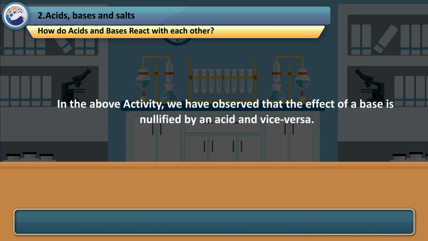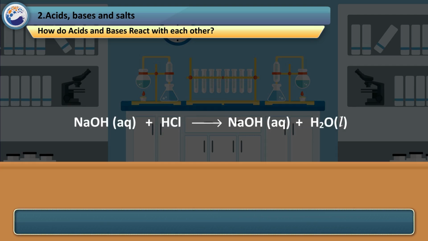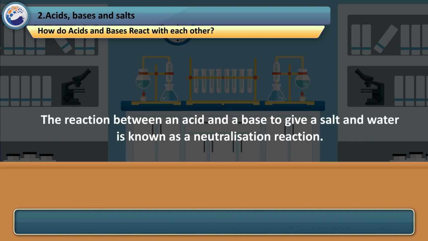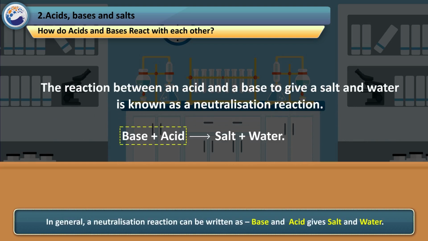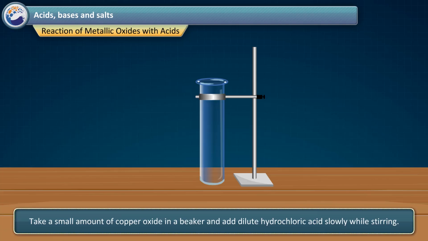In the above activity, we have observed that the effect of a base is nullified by an acid and vice versa. The reaction taking place is written as: aqueous solution of NaOH and HCl gives aqueous solution of NaCl and liquid H2O. The reaction between an acid and a base to give a salt and water is known as a neutralization reaction. In general, a neutralization reaction can be written as: base and acid gives salt and water. Reaction of metallic oxides with acids.